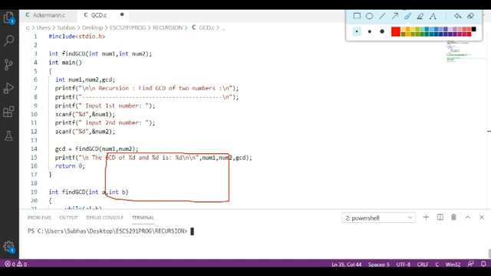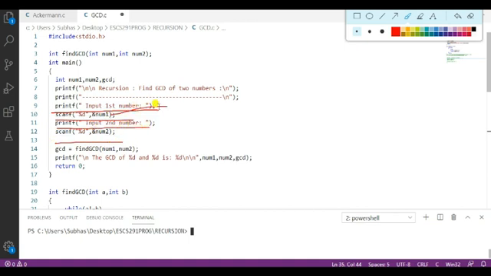I want to find out the GCD of two numbers, so that means I have to take two inputs from the keyboard. In this example I have taken two inputs by using printf and scanf, and here is the printf for the second number and scanf. One variable is num1, another variable is num2, so two numbers, number 1 and number 2. I have declared num1 and num2 as integers. Okay, that is my input part.